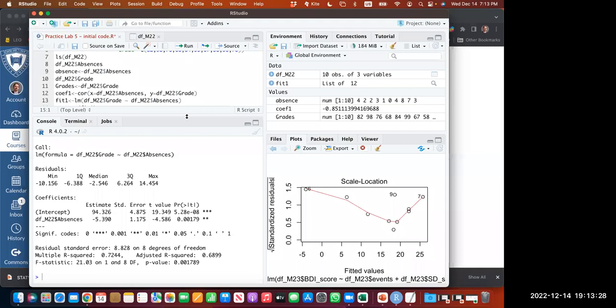The first aspect is here. It gives you, with the call, basically the formula again. So the formula is DFM22 as a function of grades. Then, secondly, we have the residuals. And remember, the residual is the difference of the individual observation to your predicted value. So these residuals actually follow a normal distribution around a mean of 0.